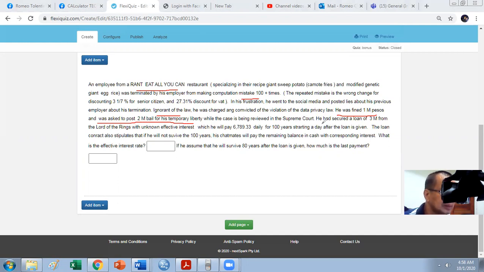He had secured a loan of 3 million from the Lord of the Rings with a non-effective interest. He will pay 789.33 daily for 100 years starting a day after the loan is given. Okay? So what is the effective interest? Actually, it will just be P equals A over i, kasi infinite yung payment.